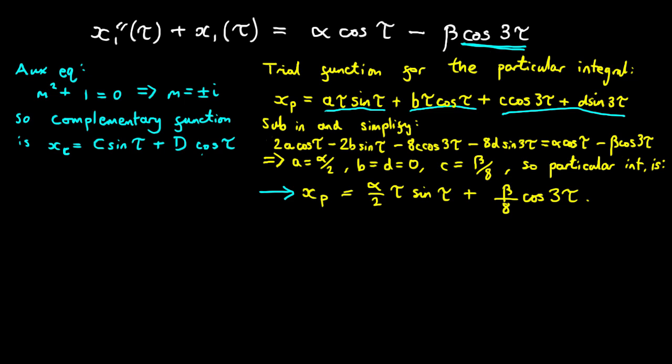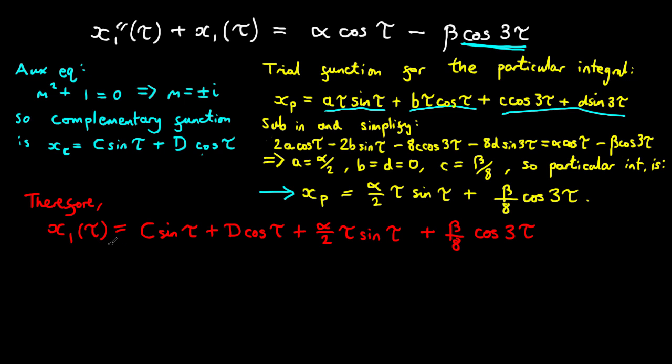So having done that, all you need to do to get the general solution for x1 is to add together the complementary function, c sine tau plus d cos tau, and the particular integral. So the particular integral is alpha over 2 tau sine tau plus beta over 8 cos 3 tau.